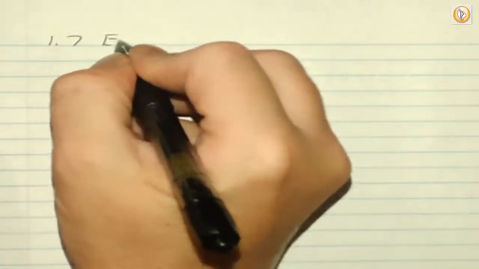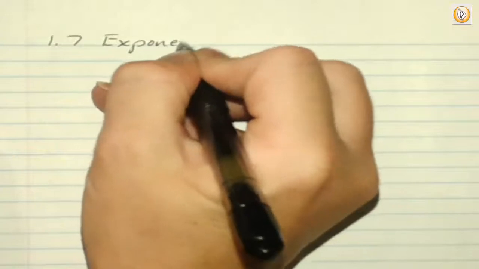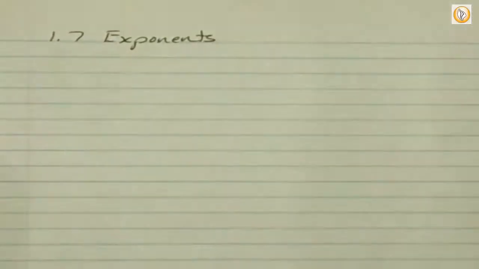All right, 1.7 exponents. It's kind of like a review, but we're going to do a time. Well, that's probably going to be tomorrow. I don't know, we'll see. Maybe I will give you homework today. Who knows? All right.